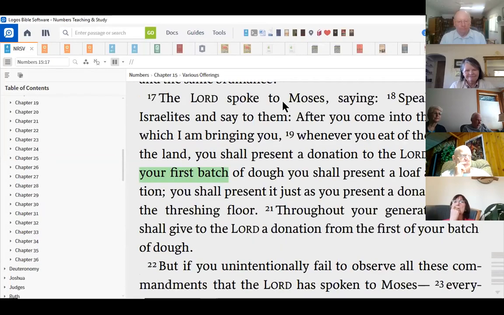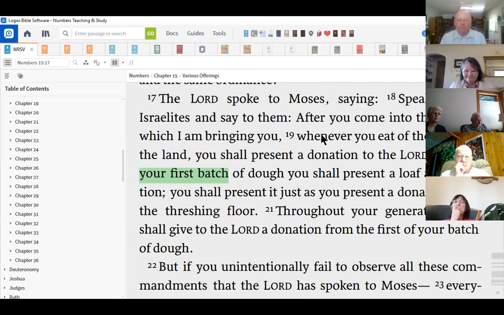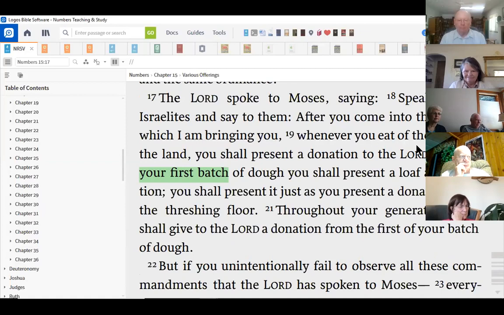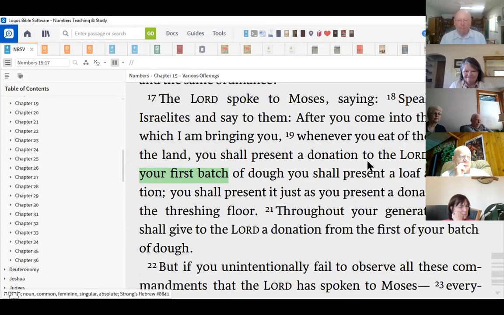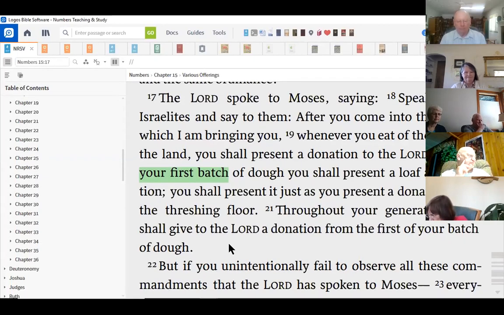Okay, the Lord spoke to Moses saying, speak to the Israelites and say to them, after you come into the land which I am bringing you, whenever you eat of the bread of the land, you shall present a donation to the Lord from your first batch of dough. You shall present a loaf as a donation. You shall present it just as you present a donation from the threshing floor. Throughout your generations, you shall give to the Lord a donation from the first of your batch of dough.